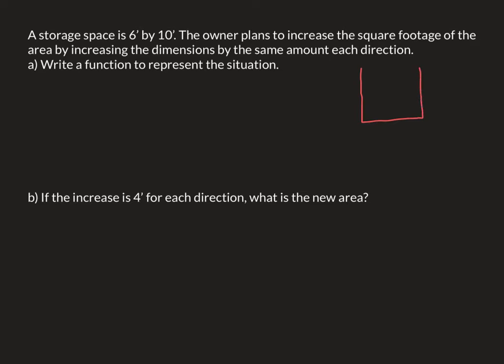So we have this 6 foot by 10 foot space, this rectangular space. And we're going to increase the amount each way by an unknown amount. But when we close back up, it's just going to be a bigger rectangle. Now, I don't know how much I go in each direction, so I'm going to call both of these x feet.